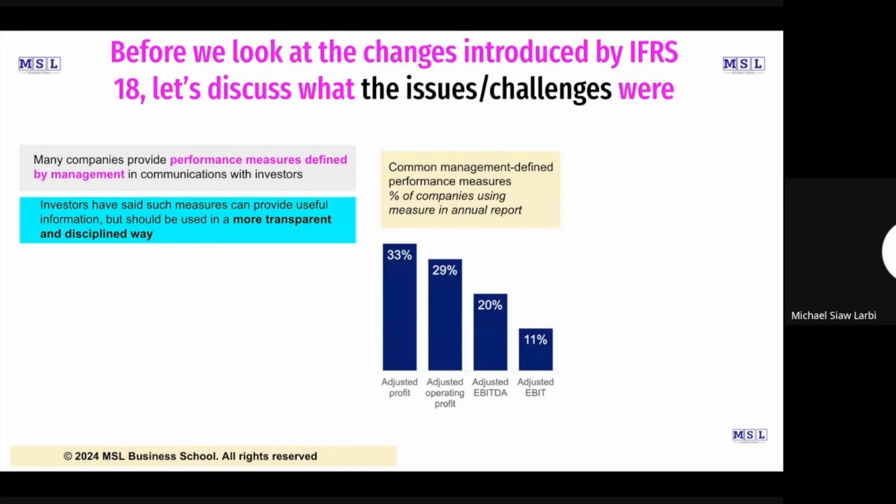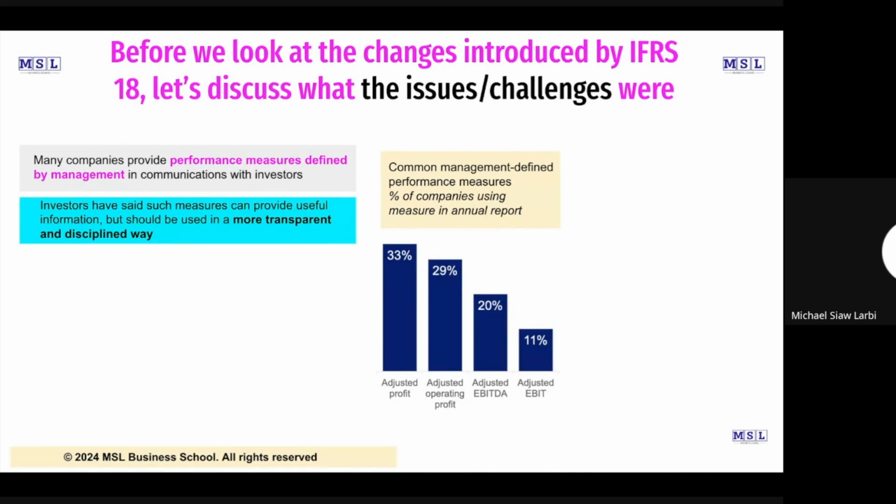These are some common management-defined performance measures many companies put in their annual reports. Some will have a line called adjusted profit. Some will have adjusted operating profit. Some will have adjusted EBITDA, which is earnings before interest, tax, depreciation, amortization. And some have adjusted EBIT, earnings before interest and taxes. So with these different measures, we had different financial statements showing these different definitions.